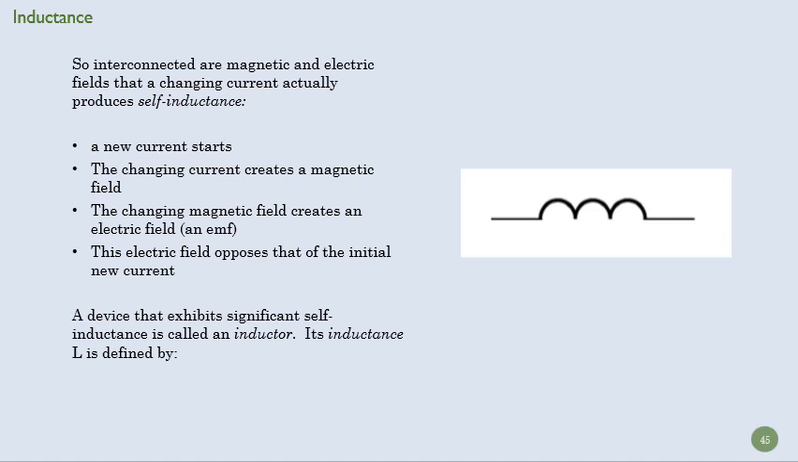Now, most of the time that effect is pretty small and lasts a short time, but we can build things that make it more significant. If we have a device that has a significant self-inductance, we call it an inductor, and its inductance is defined this way. The voltage created by the inductor is equal to its inductance L multiplied by the change in current over time, right? So notice this isn't just the size of the current, it's how fast the current is changing.